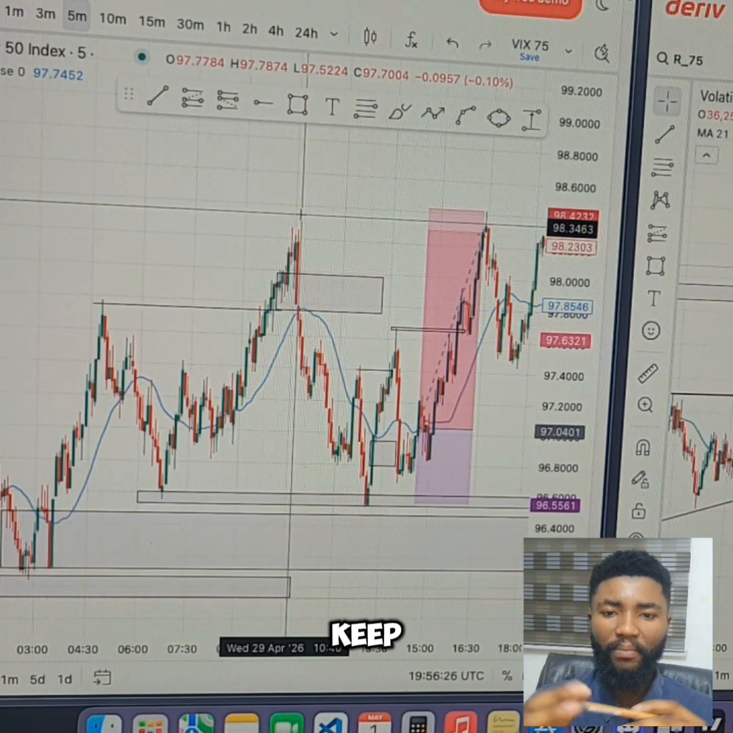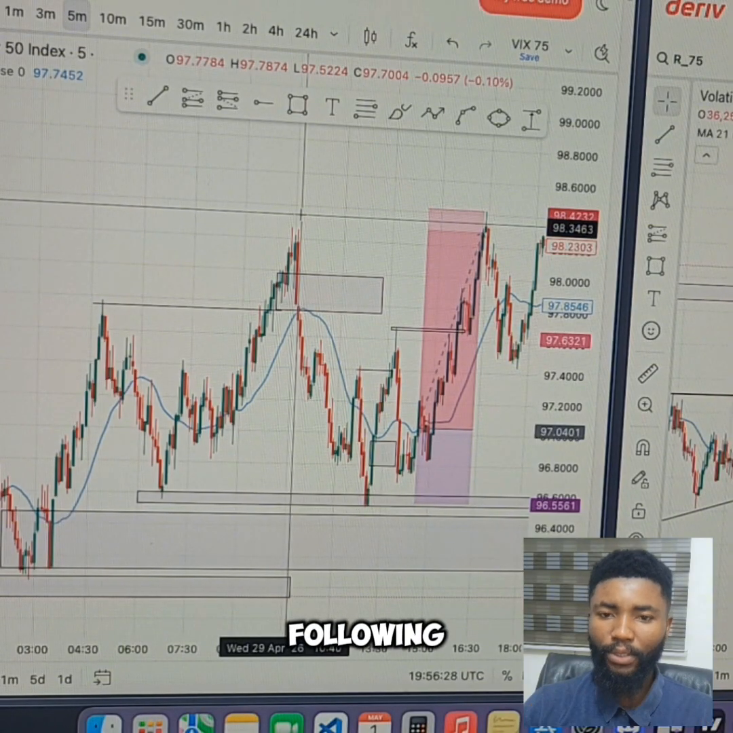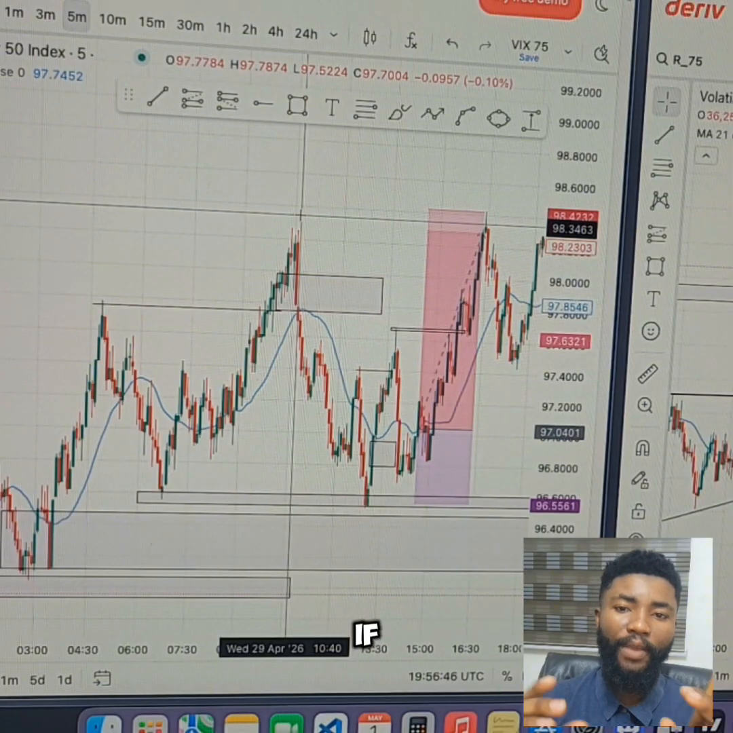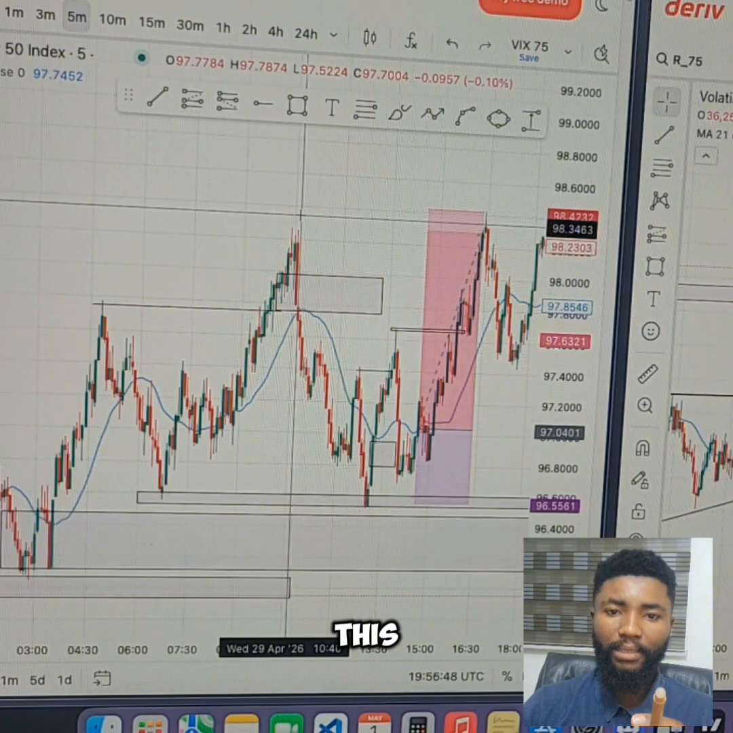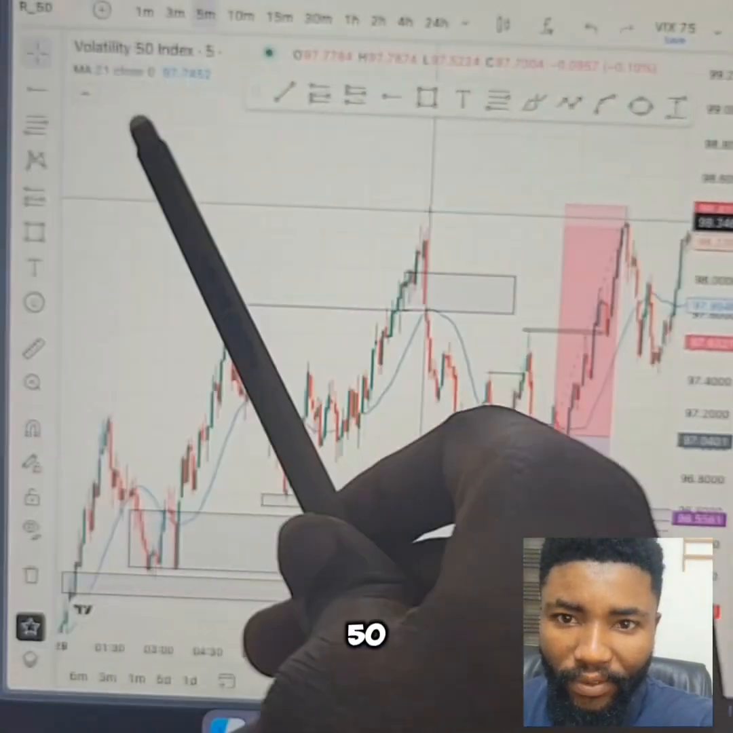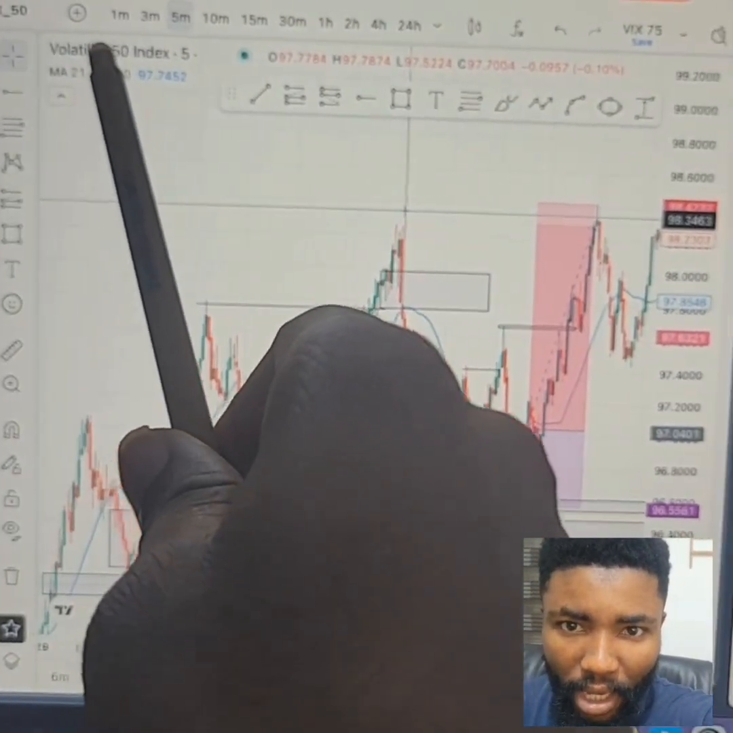and if you keep this up and you continue following these patterns, you are going to be more productive than you were before. So if you look at my screen, this is synthetic indices, and this is a volatility 50 index. So you can see there.